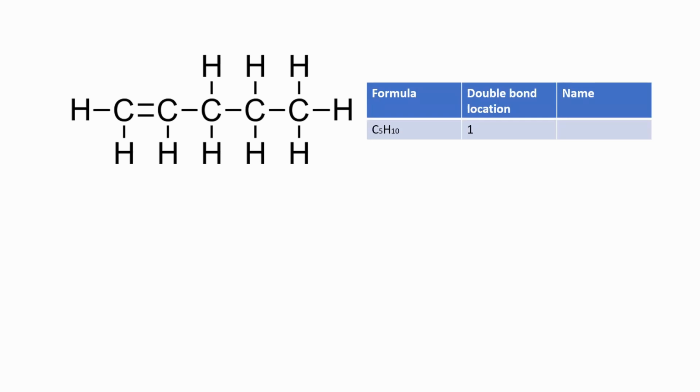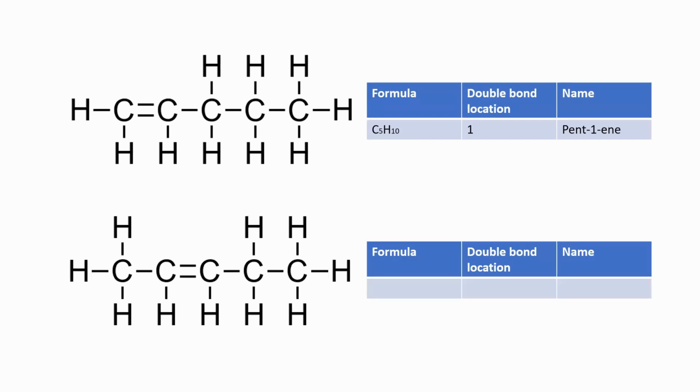Now let's try everything we've learned. What is the formula for this molecule? It's C5H10. Where is the double bond located? It's on the second bond. Then put these together. What is its name? Its name will be pent-2-ene.